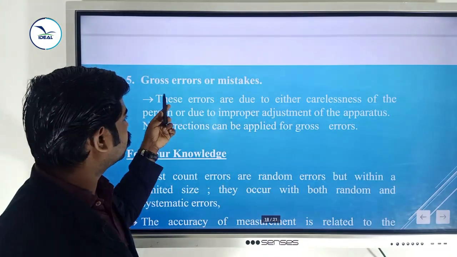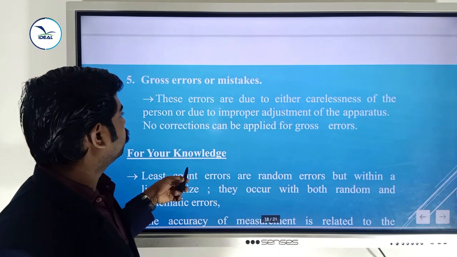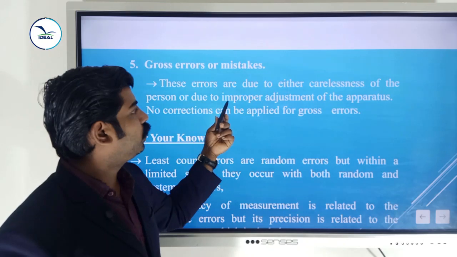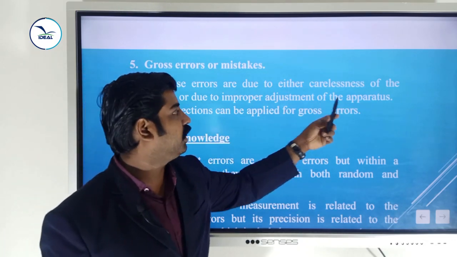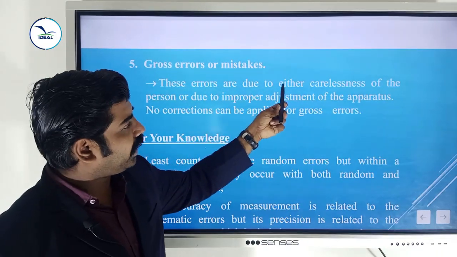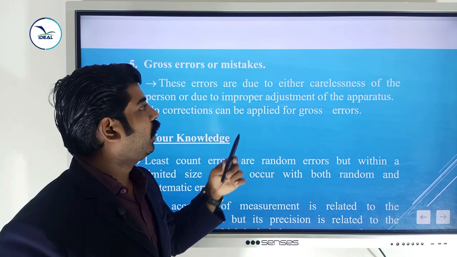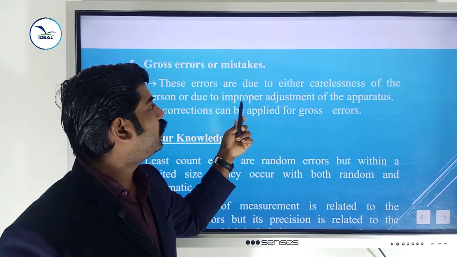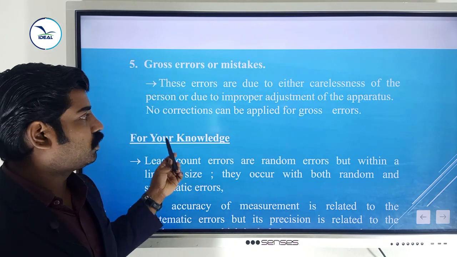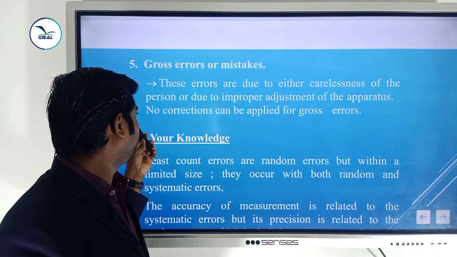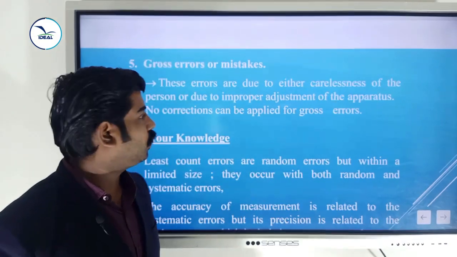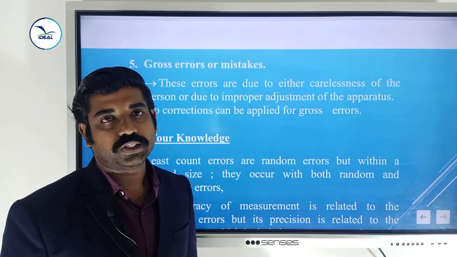Then the next one, gross errors or mistakes. These errors are due either to carelessness of the person or due to improper adjustment of the apparatus. No corrections can be applied for gross errors.